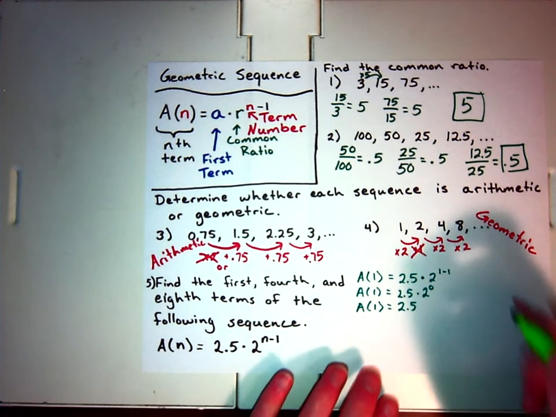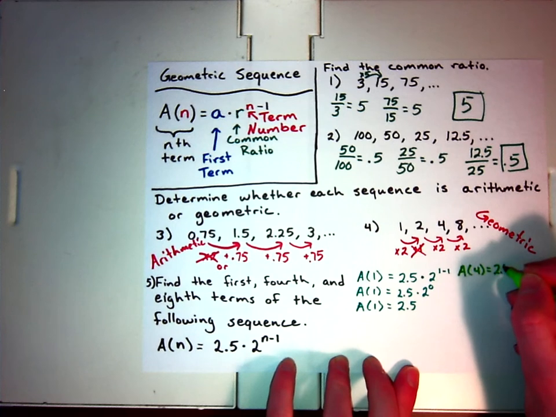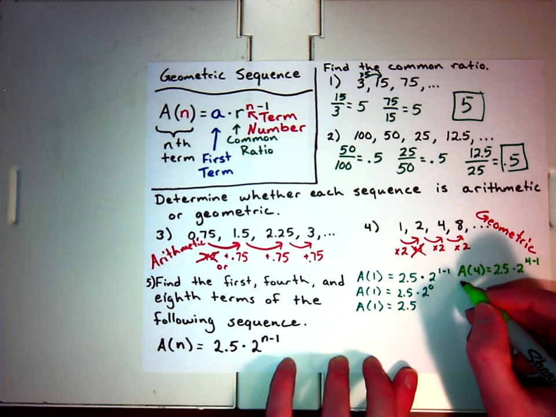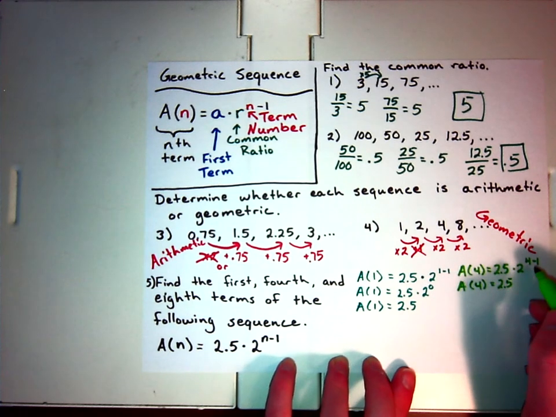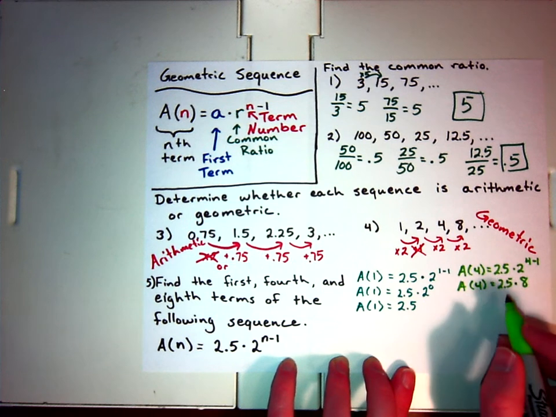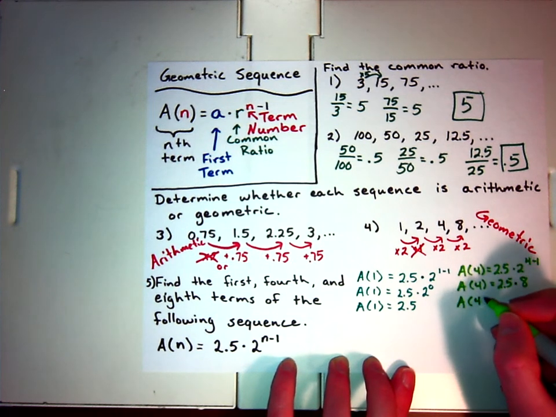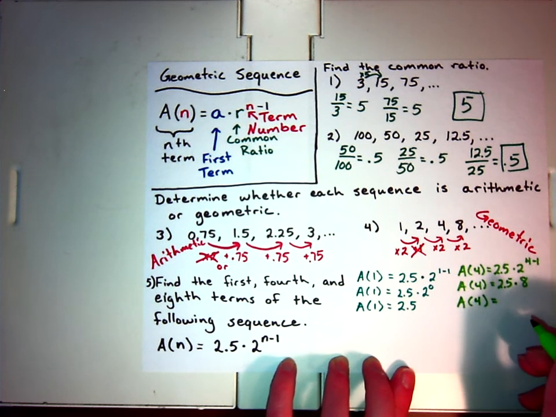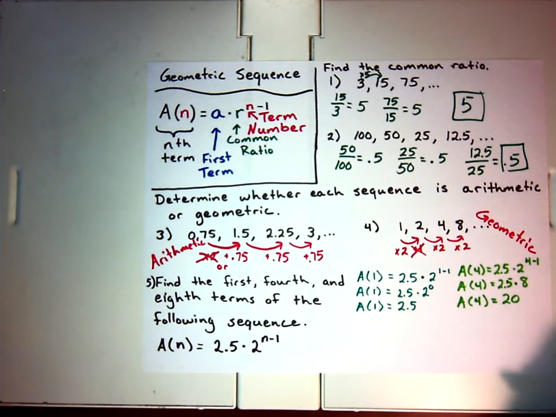For the 4th term, let's do A of 4 equals 2.5 times 2, and it's 4 minus 1. Well, then we get A of 4 equals 2.5 times 2 to the 3rd power. 2 to the 3rd power is 8. And we have 2.5 times 8. So A of 4 equals, well, that's going to equal 20. Okay? So A of 4 equals 20.